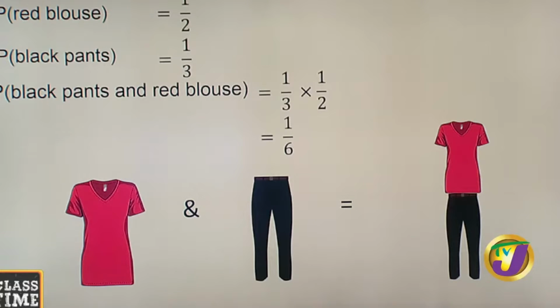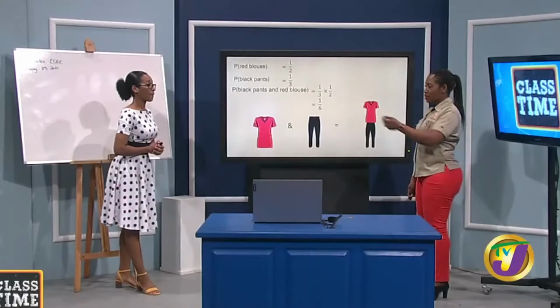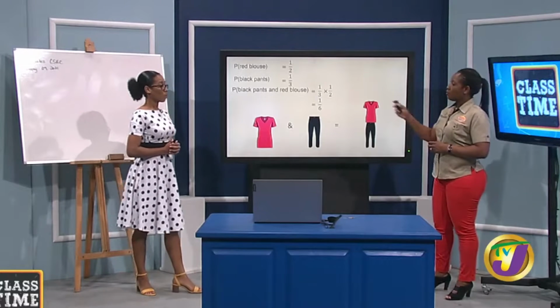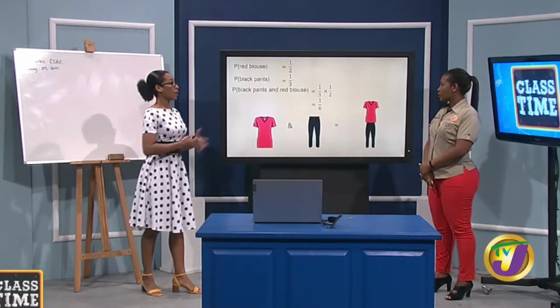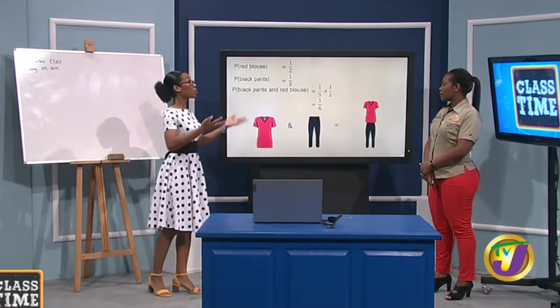Right. And when we multiply these two probabilities, we arrived at 1/6. Exactly. Which means the probability of wearing black pants and red blouse is 1/6. Yes. Now, what you mentioned, that what if we can't draw the table? What reason could I have not to be able to draw a table? Maybe what we are working with is too large.